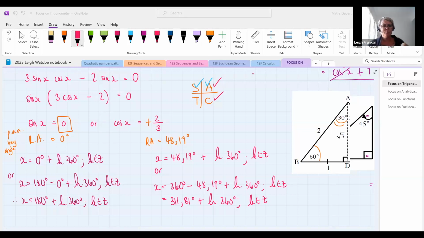The reference angle that we got from cos x equals positive 2/3, is that because we say shift cos 2/3 on the calculator? Correct. That's what you say on the calculator. You've got to tell the calculator to work out the angle, so you tell it to work out the angle by saying shift cos. Okay, thank you, ma'am.